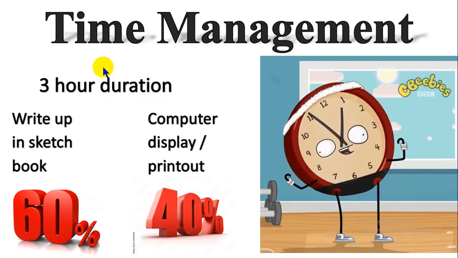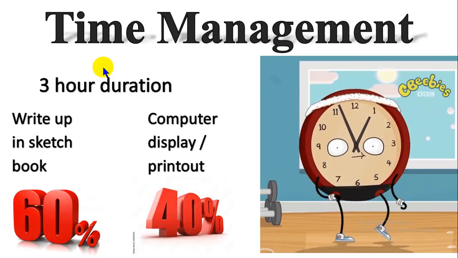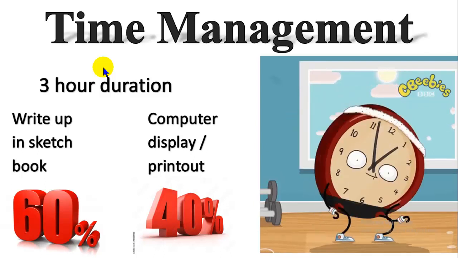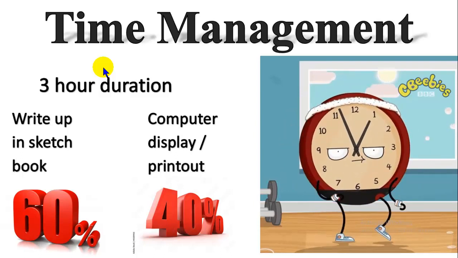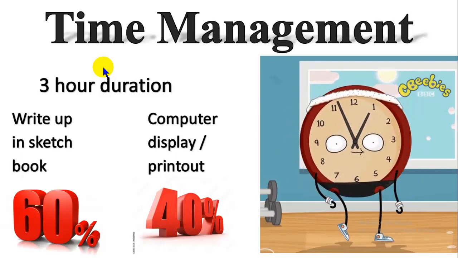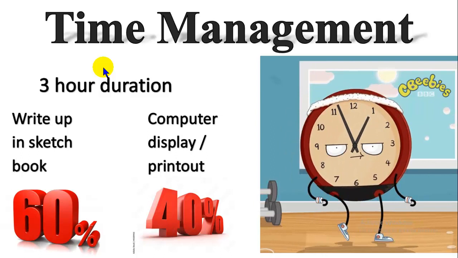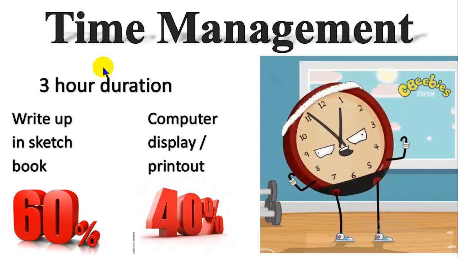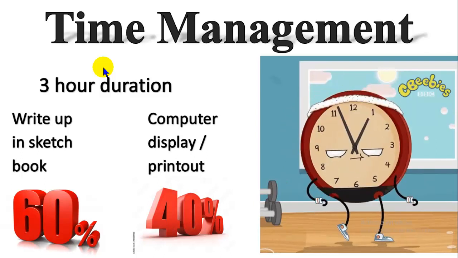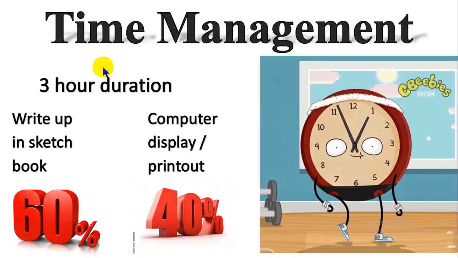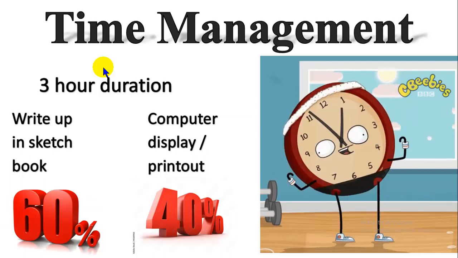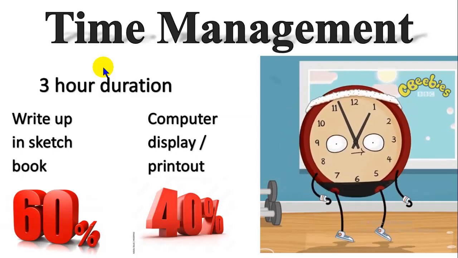So while managing time, we need to take care well in writing as well as in the computer display. Out of 3 hours, fix the time at 2 hours. Don't take more than 2 hours in the sketching, because we need to do the same thing on the computer. If you don't do the computer part, you can only get 60 marks out of 100. So the maximum you should fix for the write-up is 2 hours, that is the optimum.